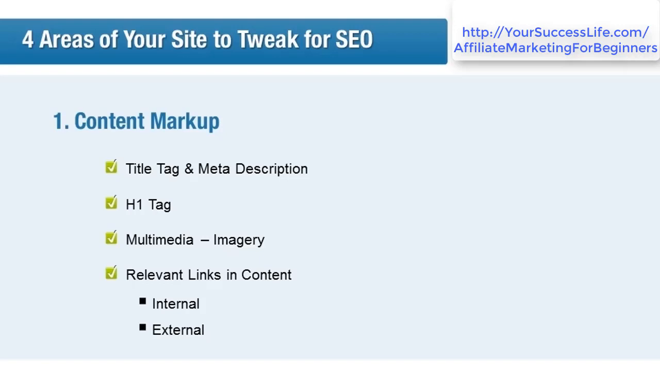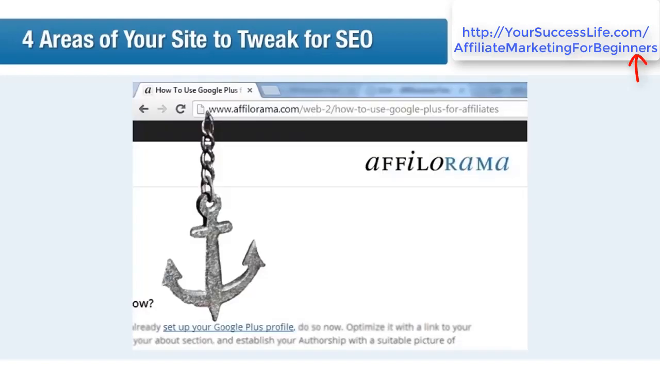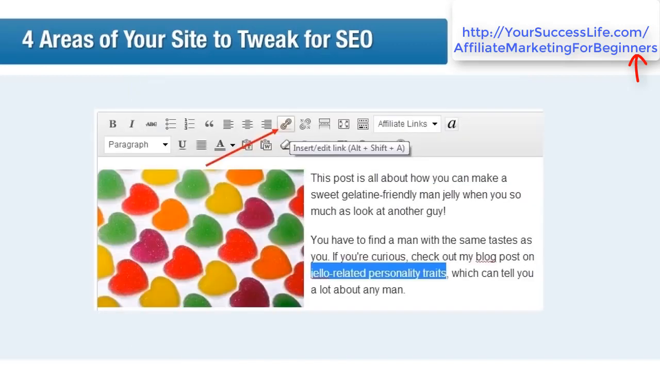Now, whether linking internally or externally, it's a good idea to use anchor text. It's easier to keep your content tidy when links are replaced by the words that describe where the link goes. Now, here's how you add anchor text to any link. Let's say I have a site called jellodating.com, and one of my blog posts briefly mentions Jello-related personality traits, which I thoroughly cover in another post.